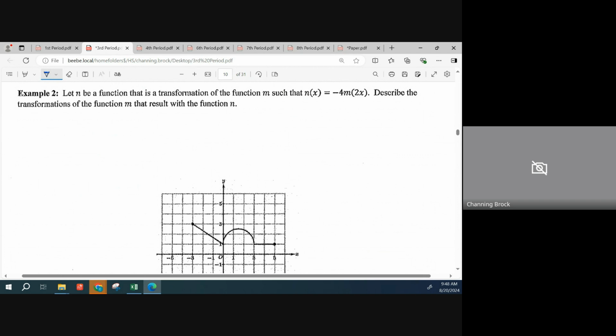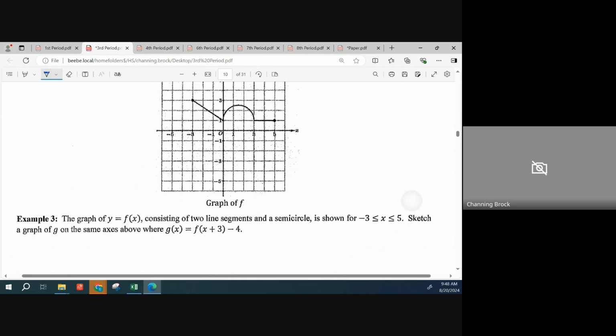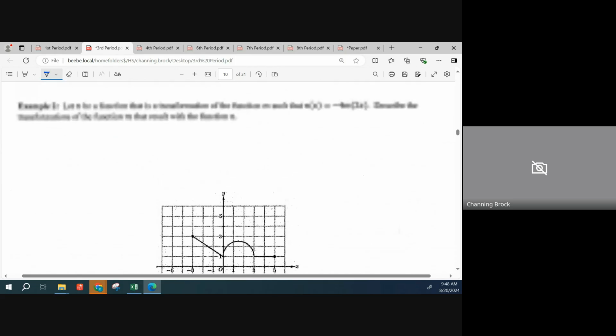Okay, so the formatting on this lesson isn't the best. So this graph right here actually goes with example 3. So don't assume that that graph goes with example 2, even though I know a lot of times the graph that you're talking about goes under the question. Okay, so example 2 says let n be a function that is a transformation of the function m. What's the original function? And n is what occurs after some stuff happens. And then it tells us the thing. It says describe the transformations of the function m as a result of the function n.